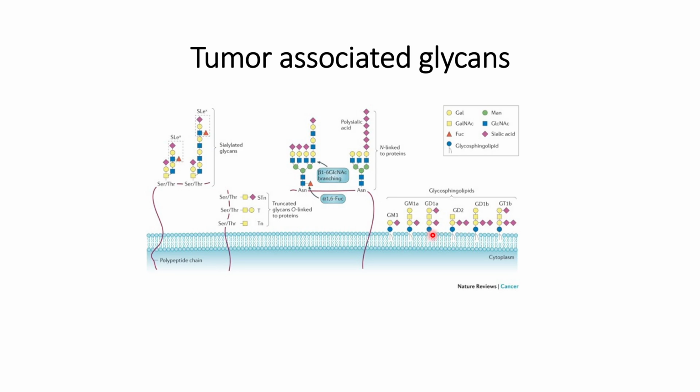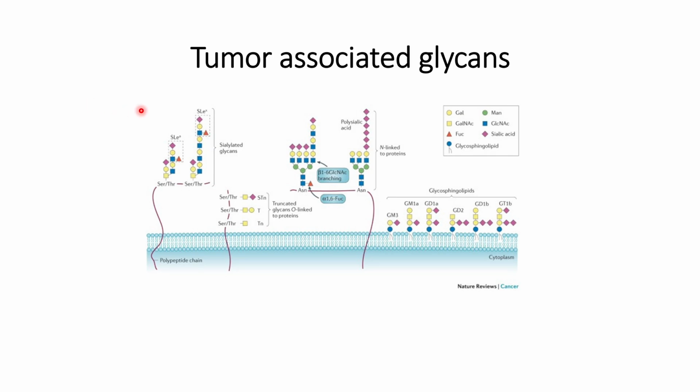Finally, glycosphingolipids are also found on the cell surface of cancerous cells, and they have different glycan structures that have been characterized and named differently. For example, these structures are named GM3, and other structures are named GM1, GD1, GD2, GD3, and GT1B.